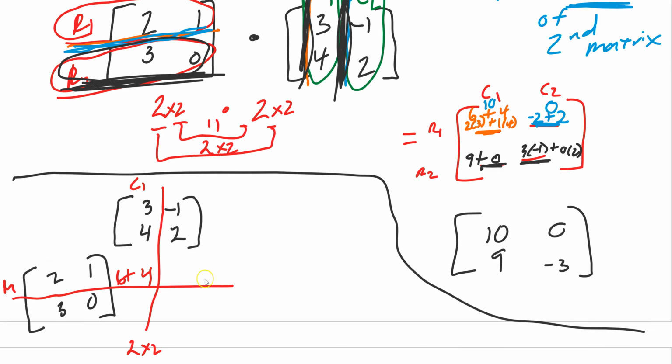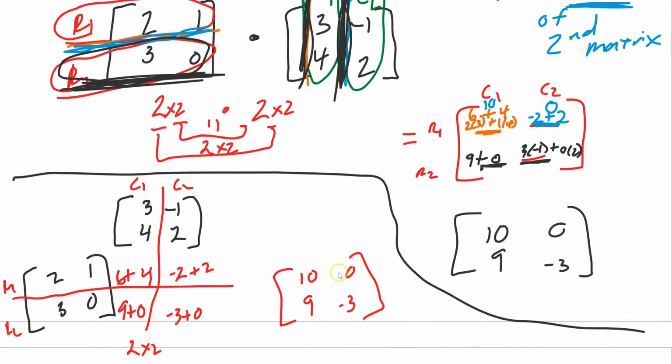For the one right here, I'm doing row 1 times column 2, which is the same thing we did right there. So negative 2 plus 2. For the one right here, it's row 2 times column 1. So I get 9 plus 0. And for the one right here, row 2, column 2. So negative 3 plus 0. And I get the exact same answer.